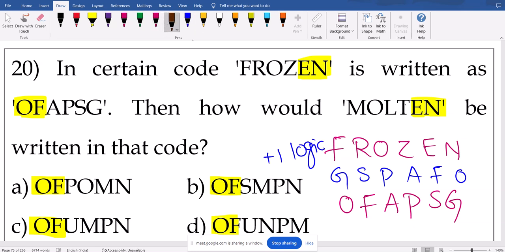Okay, if I do plus one logic, it should be NP, so ending with PN is required. M also, so ending with MPN. So option C is correct. Write plus one logic, then write back to front, reverse: OFUMPN. Option C is perfectly suitable.